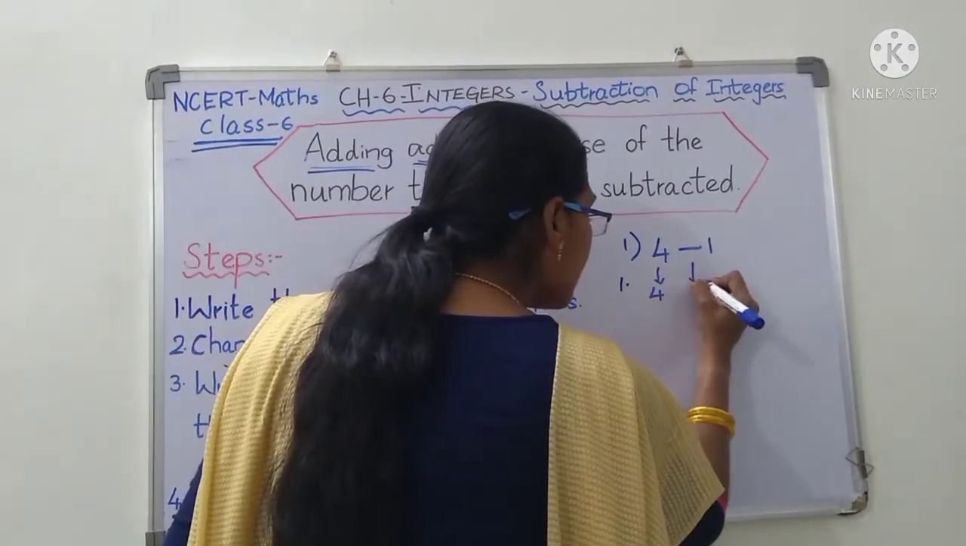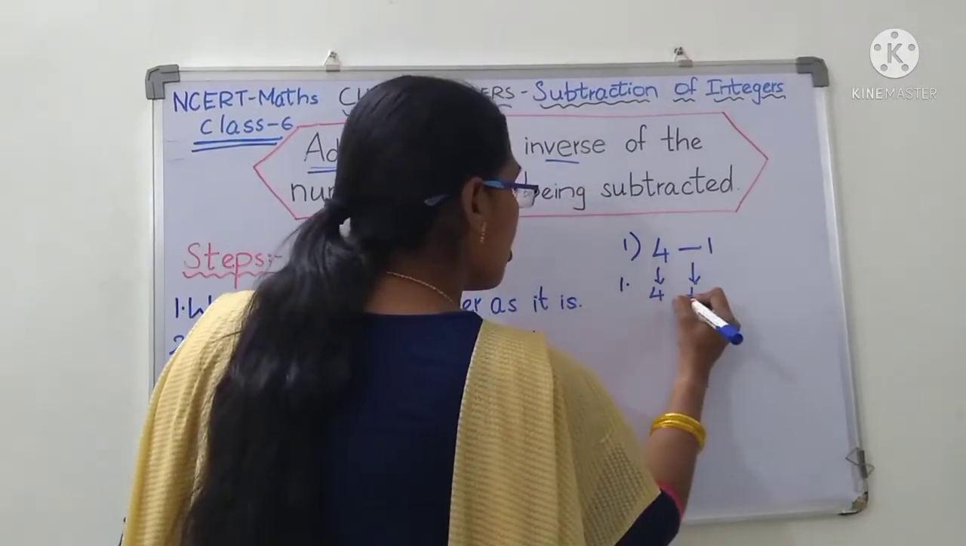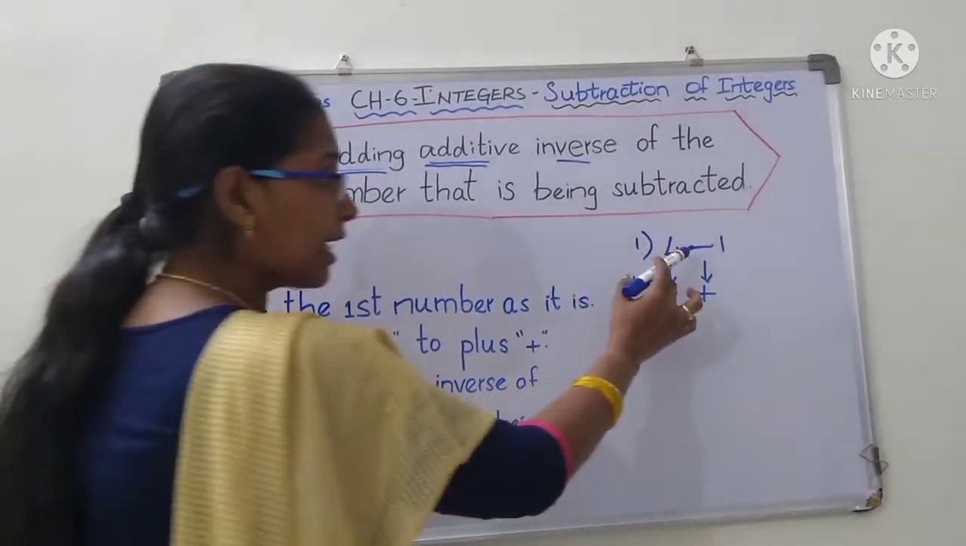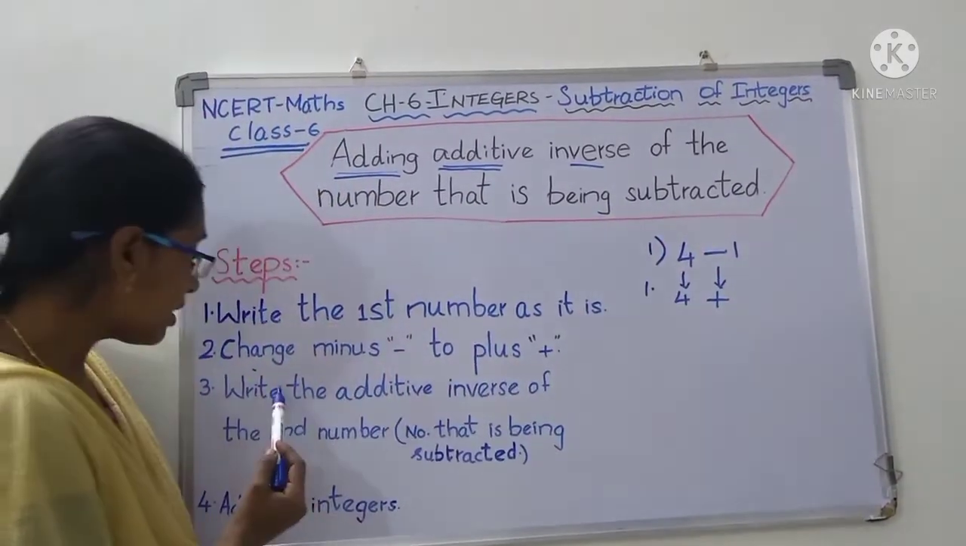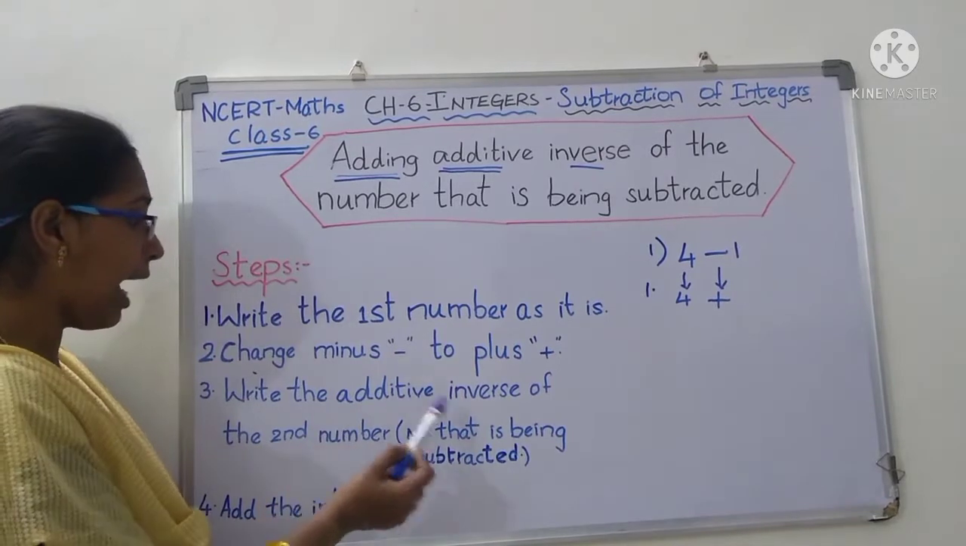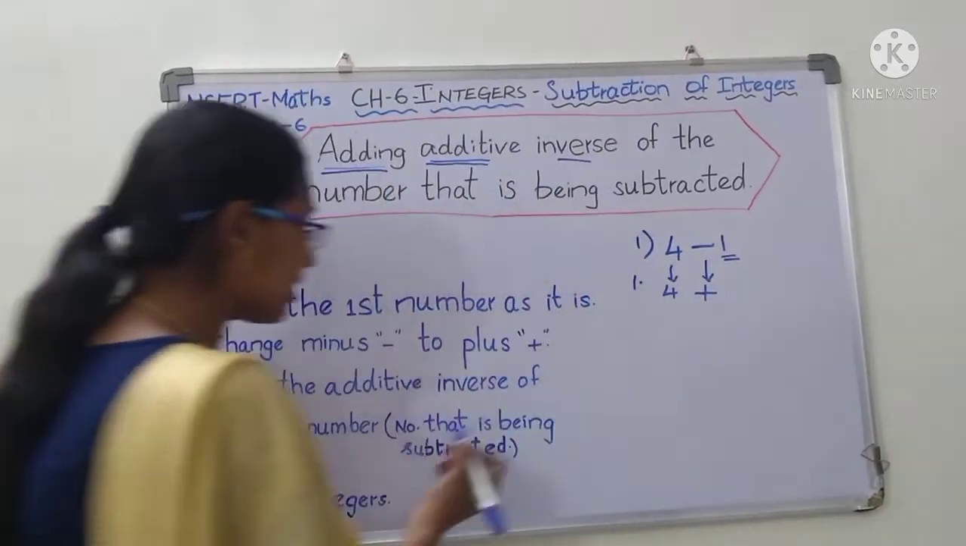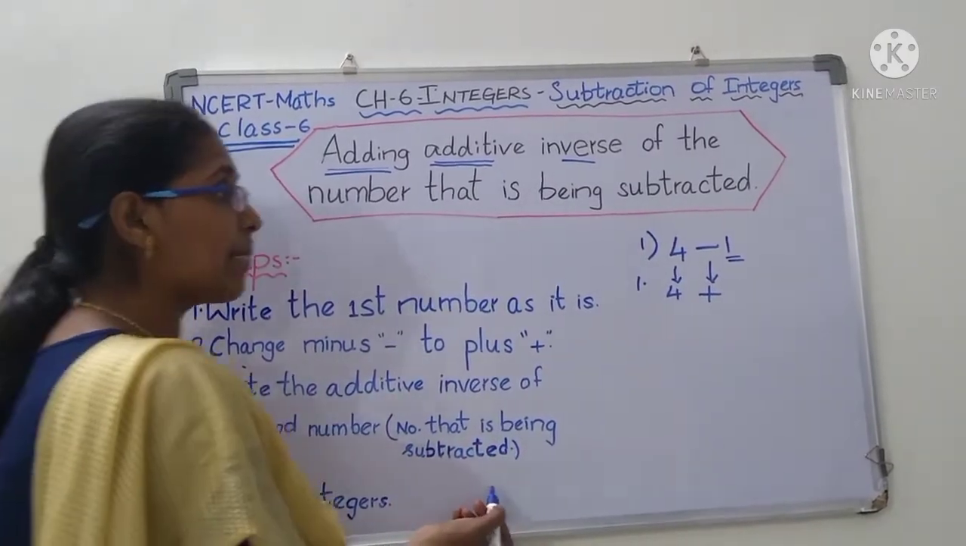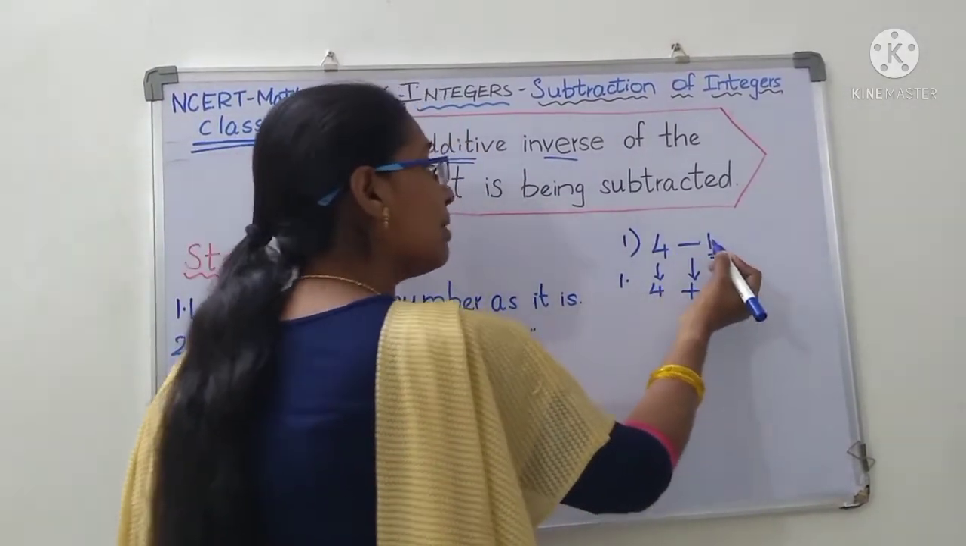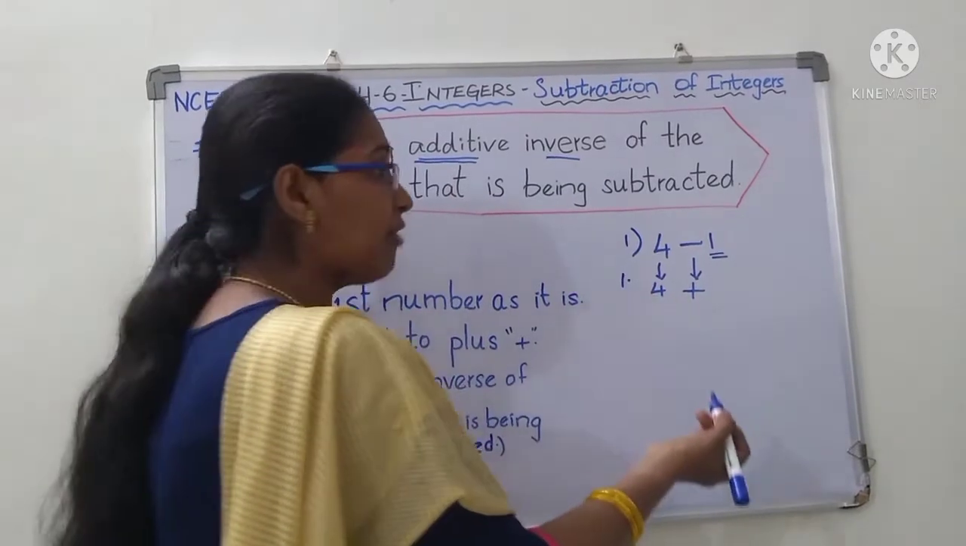This minus symbol is changed to plus now. Okay. Now subtraction has been changed to addition. Third step. What is the third step? Write the additive inverse of the second number. What is the second number? Second number is nothing but the number that is being subtracted. See, 4 minus 1. That means 1 is subtracted from 4.